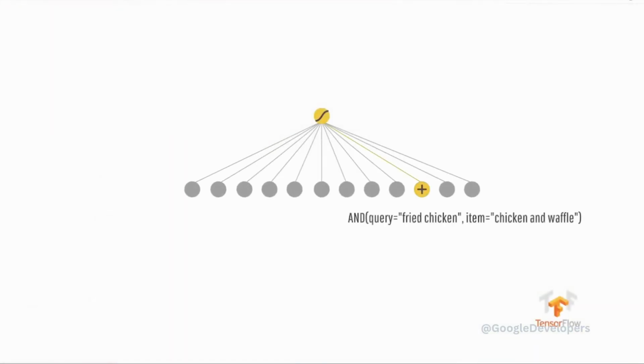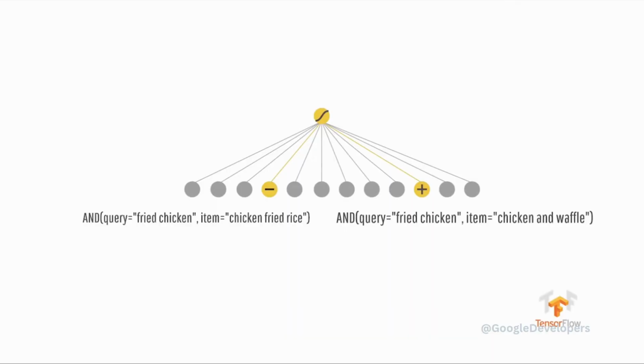search, and ranking problems. Now, imagine you wanted to build a search engine for food. Given a query, you want to recommend the items that your users will like the most. Using wide linear models, you can actually use a wide set of cross-product feature transformations to memorize specific feature combinations. An example would be when the user says the query fried chicken, your model might memorize that chicken and waffles is more relevant than chicken fried rice.